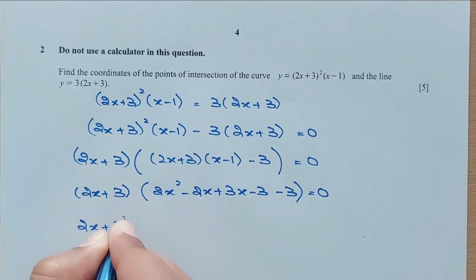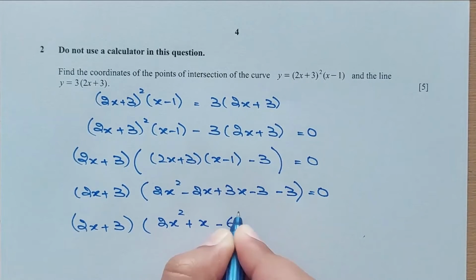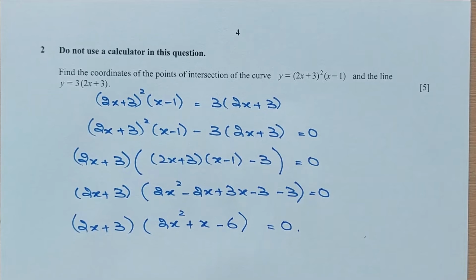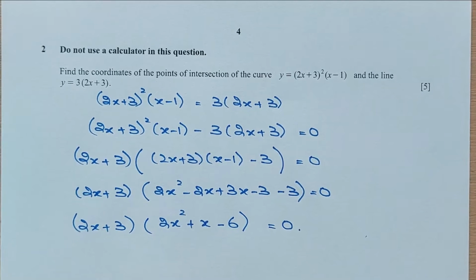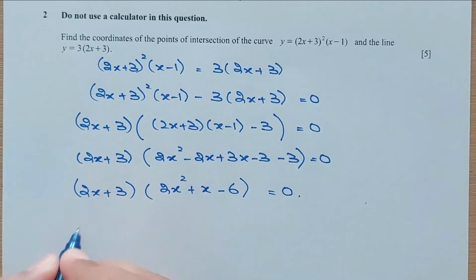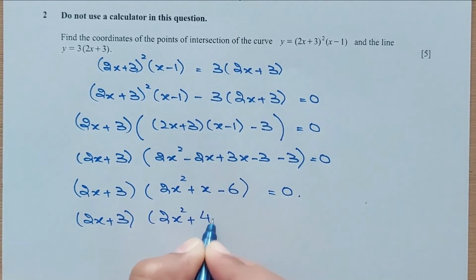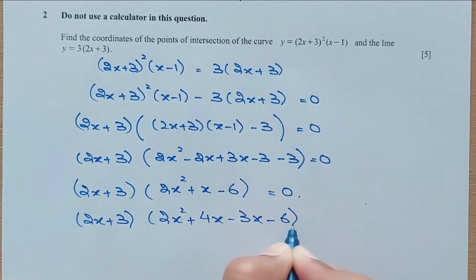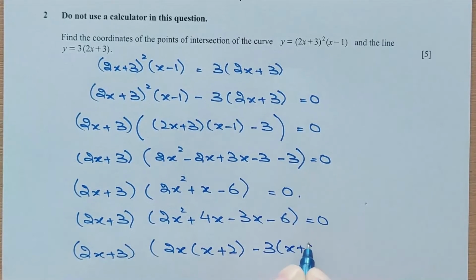2x + 3 and 2x² + x - 6 = 0. So this is a quadratic equation. We can factorize this. 2 times 6 is 12, and 4 times 3 is 12, and 4 minus 3 is 1. Yes, 4 and minus 3. So 2x² + 4x - 3x - 6 = 0. 2x is common, so x + 2, minus 3 is common, x + 2.